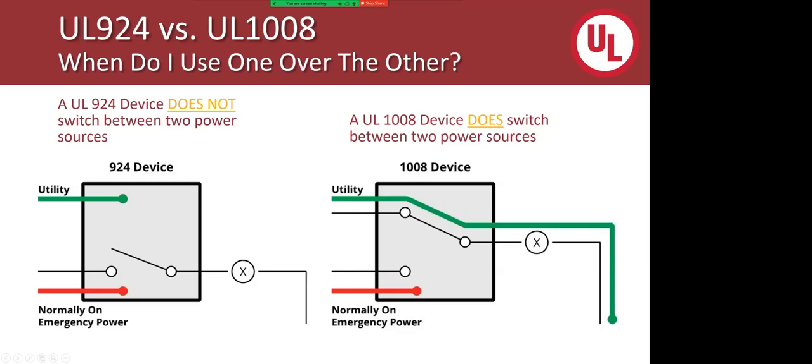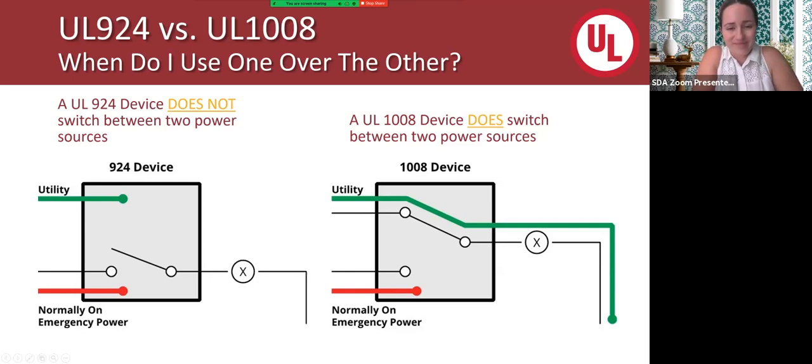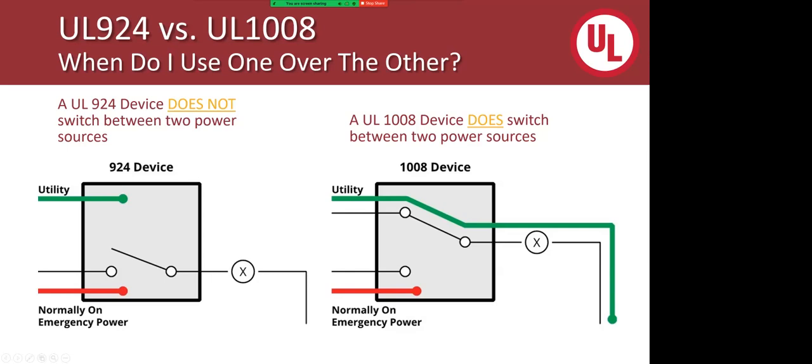And you may be asking yourself, well, why wouldn't I just use a 1008 device because that does everything? And the answer is because a 924 device is about 1/4 the cost of the 1008 device.